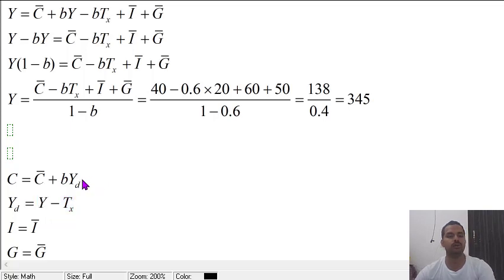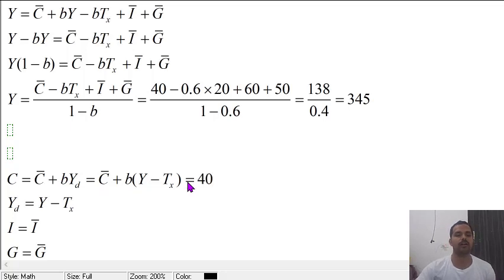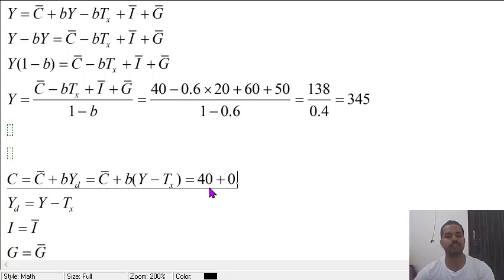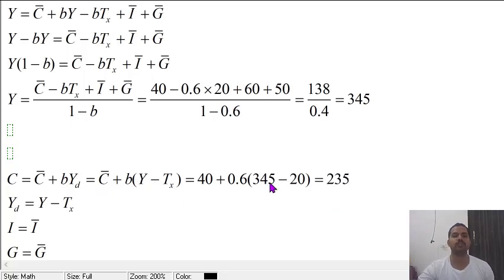I substitute this value. After substituting, this equation will become like this, and now you can easily solve it. C bar was 40 and b was 0.6, and you know it was 345 minus tax, which was 20. Now after you solve it, you get 235. So this is the equilibrium level of consumption with the taxation model.